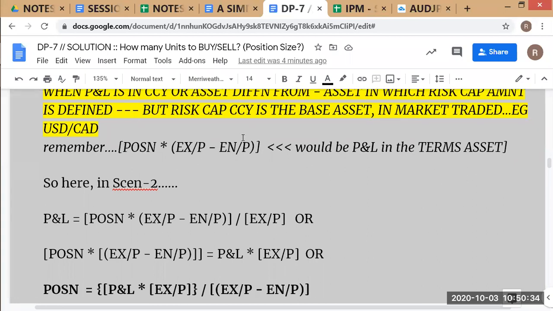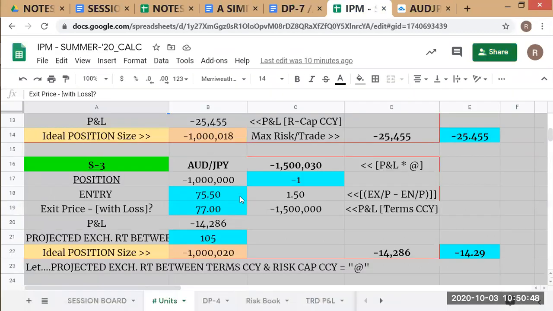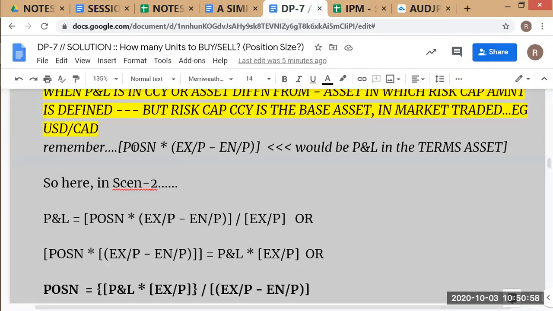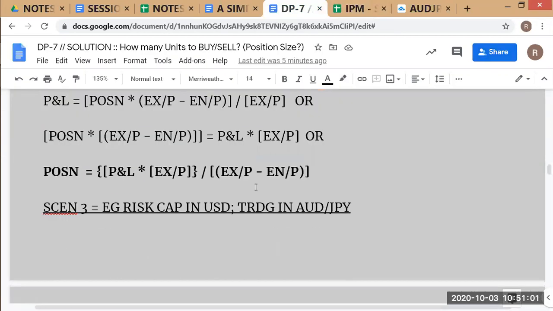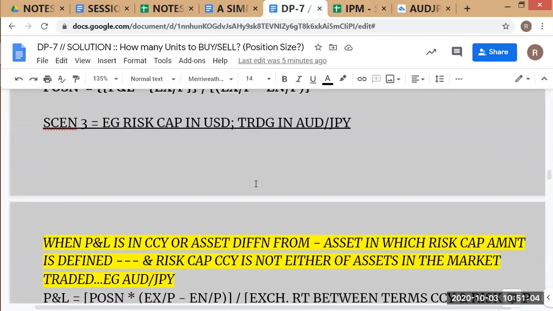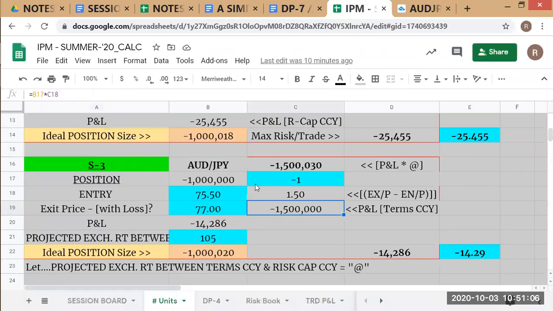So this basic expression will throw out, for scenario 3, when you're trading Aussie yen, the PNL in the terms currency. So what we are showing you is, in Aussie yen, PNL in terms currency. This is basically nothing but this expression applied to our situation in scenario 3, where we are trading Aussie yen, entering at 75.5, exiting at 77, planning a short position.